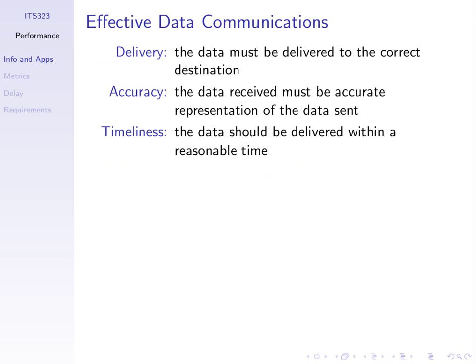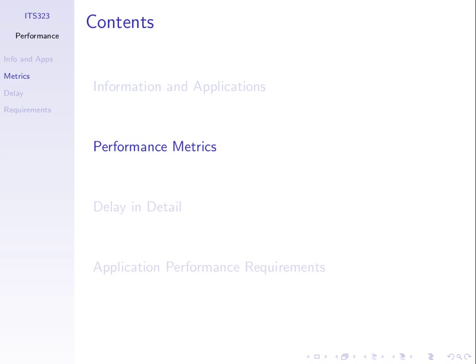So our three effective measures of communication are quite general. Delivery, yes or no, we have it. But accuracy, how do we measure accuracy? How do we measure timeliness? And how do we measure other aspects of communication systems? We'll talk about performance metrics, ways to measure the performance of a communication system.